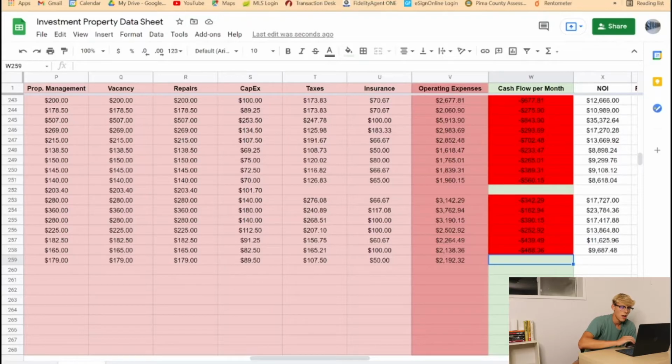So now you want to take your operating expenses per month and your gross scheduled rent per month, and you want to subtract them from each other to see how much cash flow you're going to have per month, to see if this is going to be a good deal. So when we pull this down, it shows we're going to be negative $400.32 per month if we bought this property at this price and left rents the way they were.